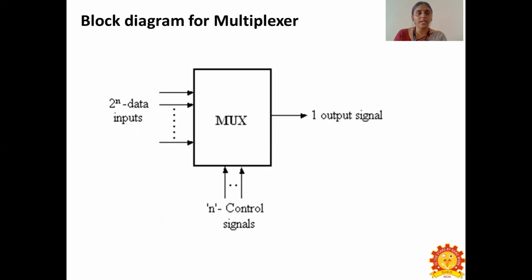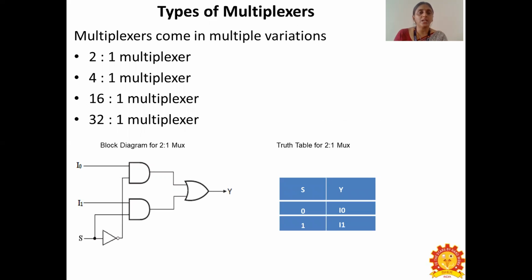And this is the block diagram for a multiplexer, where the inputs are 2 power n data inputs with n control signals, and we get one output signal. And these are the types of multiplexers, as multiplexers come in multiple variations. The different types are 2 to 1 multiplexer, 4 to 1 multiplexer, 16 to 1 multiplexer, and 32 to 1 multiplexer.